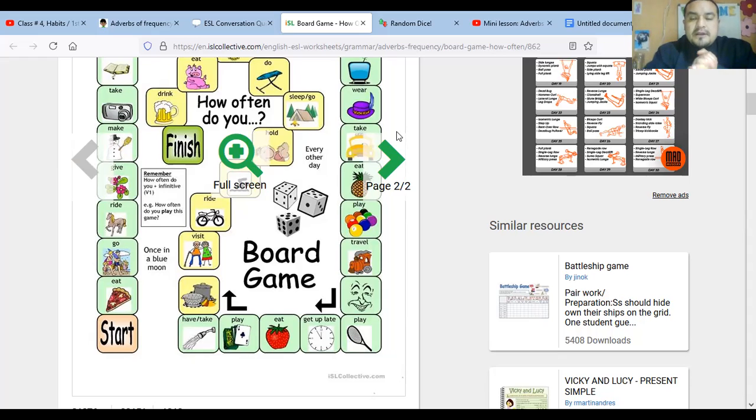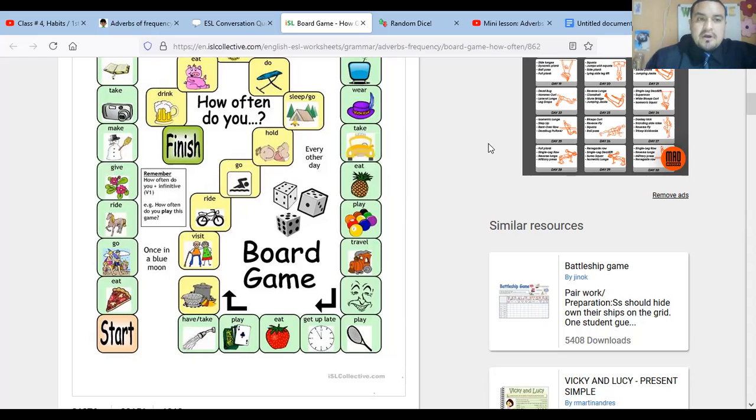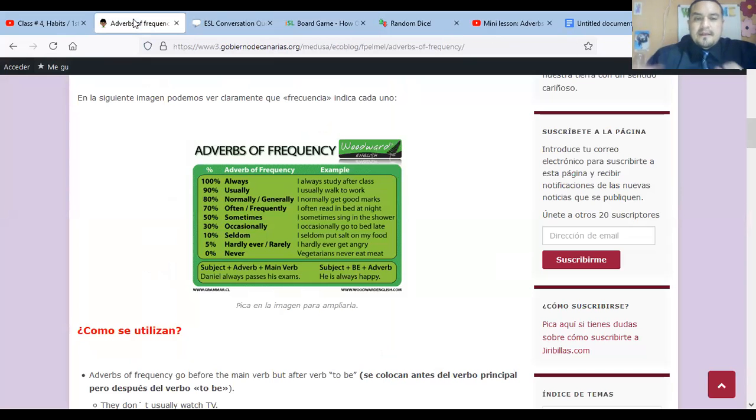Okay, let's continue with the class. Now I want to introduce you to the next activity, which is adverbs of frequency. So what are adverbs of frequency? Adverbs of frequency describe the percentage of how often an activity is done. For example, never is 0%, hardly ever means 5%, seldom means 10%, occasionally means 30%, sometimes means 50-50, often and frequently 70%, normally and generally 80%, usually means 90%, and always means 100%, okay?